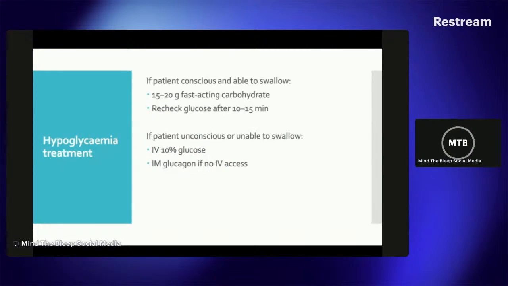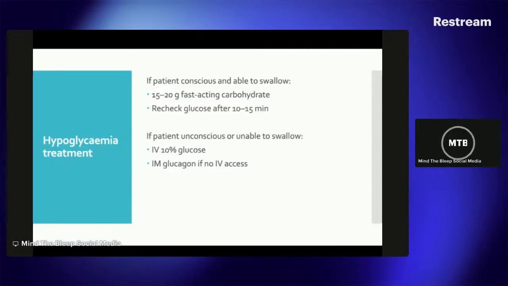And in terms of the management of hypoglycemia, it would depend on if the patient is conscious and able to swallow versus if they're unconscious and unable to swallow. So if the patient is conscious and they're able to swallow, we'll give them 15 to 20 grams of a fast-acting carbohydrate, and we'll recheck the glucose after 10 to 15 minutes to see if that has helped and do further management based off that. But if the patient's unconscious or unable to swallow, we'll give either an IV 10% glucose or we'll give intramuscular glucagon if we can't get IV access.